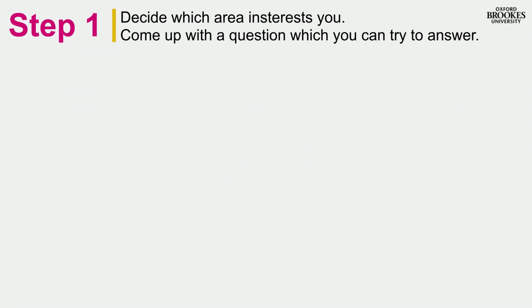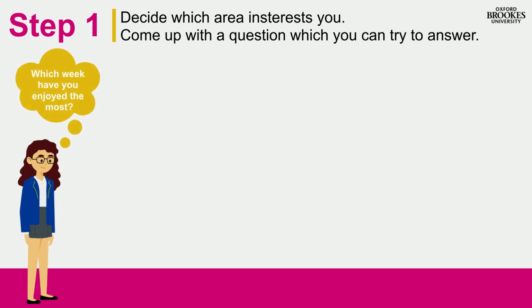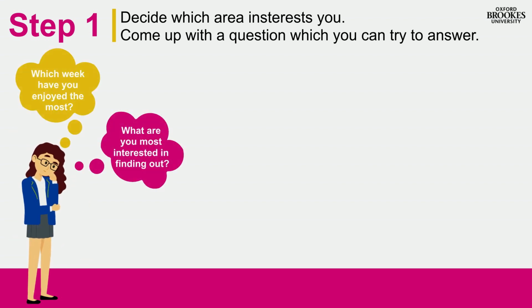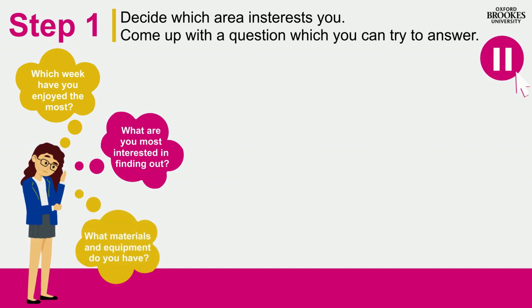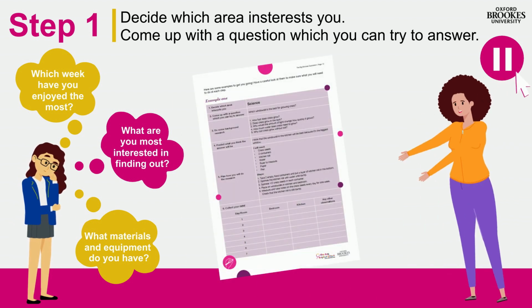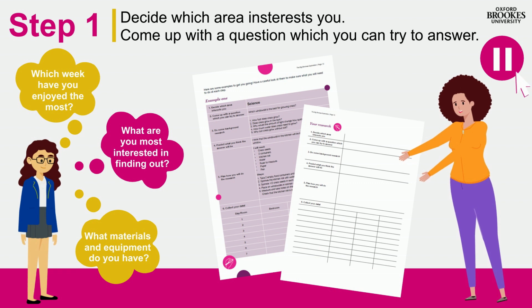Step 1 in doing your research is coming up with a question that you would like to know the answer to. Think back to all of the work we've done over the last 4 weeks. Which week was your favourite? Did any of the research questions we've looked at already interest you? Pause the video now to come up with the question that you would like to research. Make sure it's something you have the materials to study. There are some example questions on pages 13, 14 and 15 of your workbook, and there's a space to plan your own research on page 16 of your workbook.